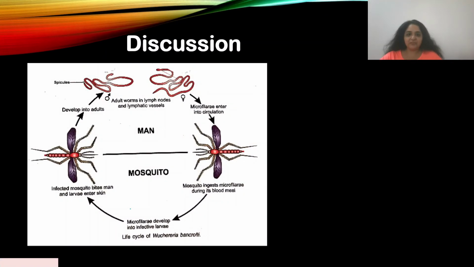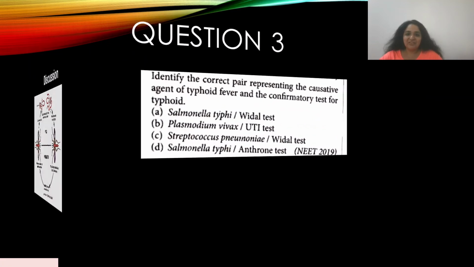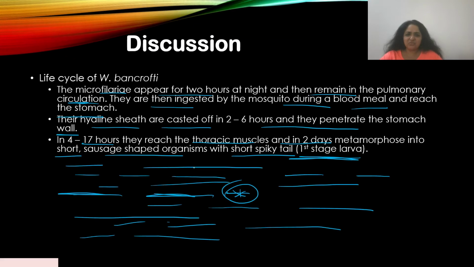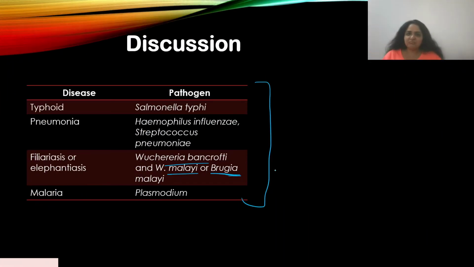So this is the life cycle of Wuchereria bancrofti. Go through this, compare it to the notes for you to understand how the life cycle works. I think we've answered all the questions there, the question number 2. I have put the particular pathogen there and the disease alongside that. Please remember it, all right?